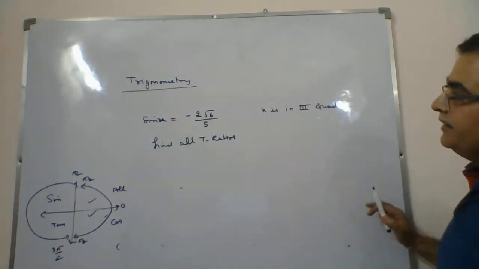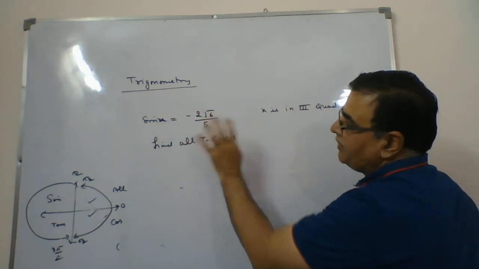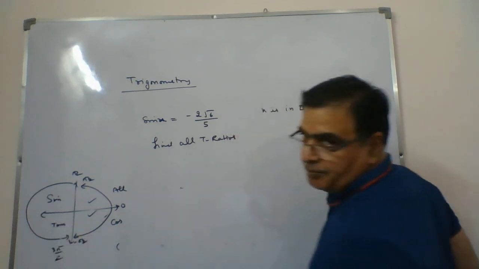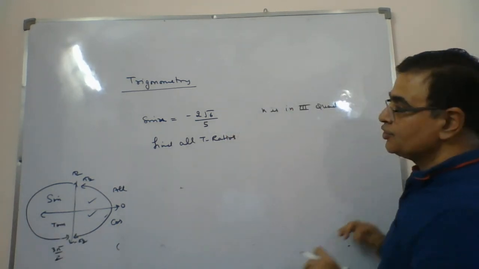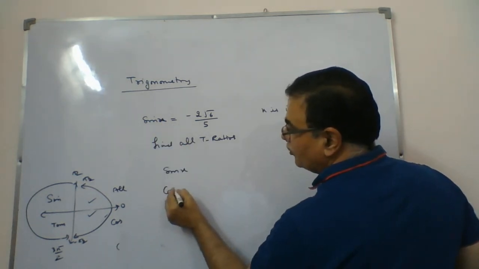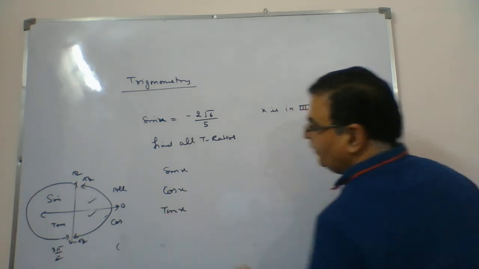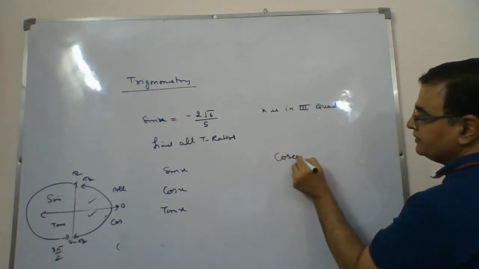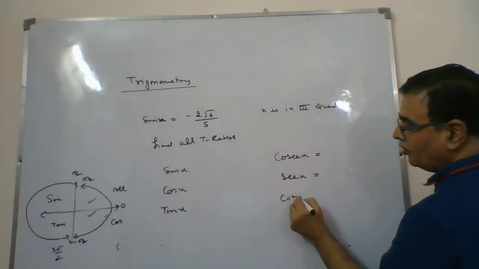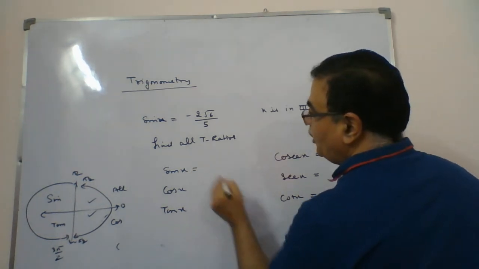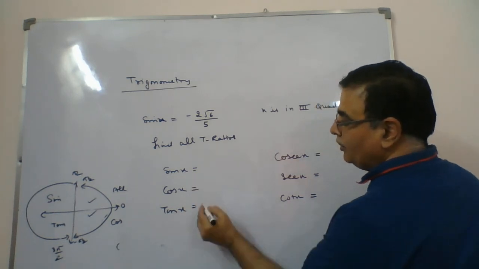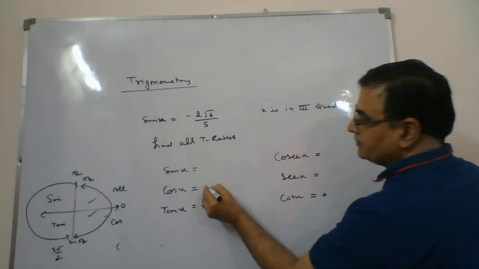Yes, this question says sin x is given as minus 2 root 6 by 5. X is in the third quadrant. Third quadrant means here only tan will be plus. Find all trigonometrical ratios. All trigonometrical ratios means I need sin x, already given, cos x, tan x, cosec x, sec x, and cot x. So for this, first we should decide which is positive and which is negative. As it is in the third quadrant, only tan will be plus, cot will be plus, all others will be negative.